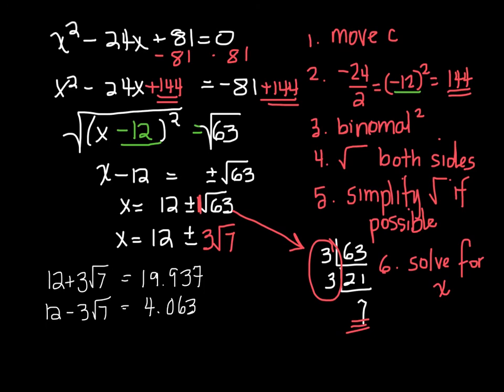And I'm going to go back to the original, and I'm going to make sure that it crosses really close to 4 and really close to 20. So let's see. Really close to 4, and really close to 20. So we would be right.